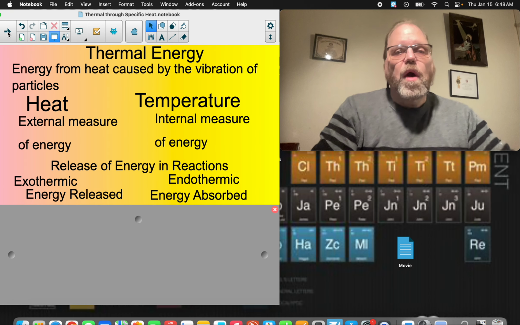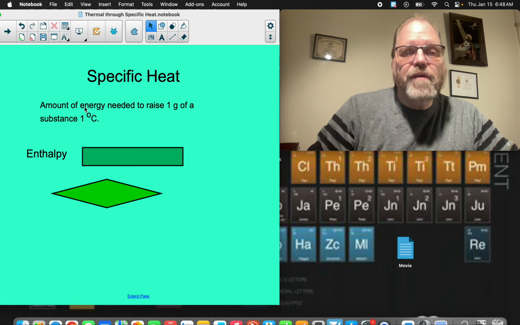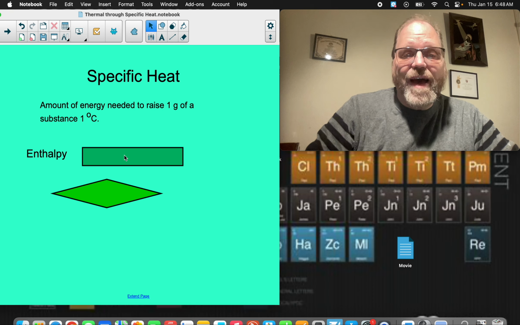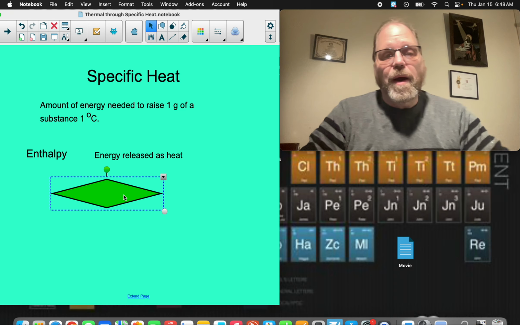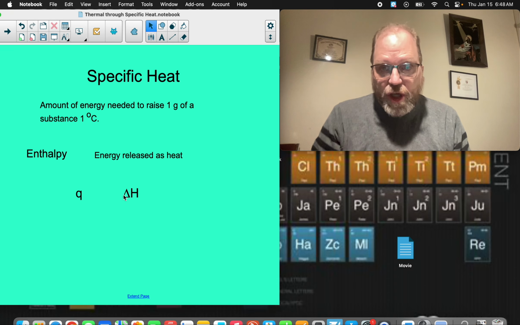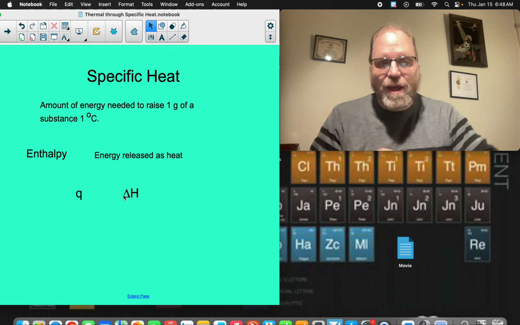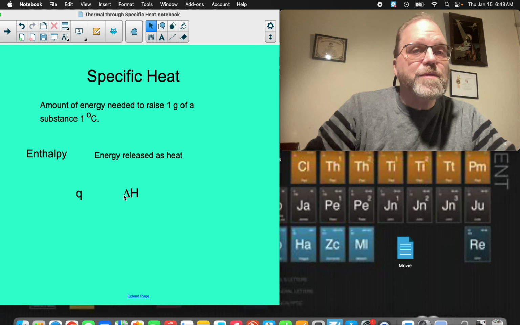All right, now we'll look at the concept of specific heat. Specific heat is the amount of energy needed to raise 1 gram of substance by 1 degree Celsius. We look at the value of enthalpy, the energy released as heat, and there are 2 ways that we can do that. Last year, and we'll do it with this problem, we talked about delta H, change in enthalpy. We are going to move from here and look at Q. Q is just another way of saying enthalpy as well.